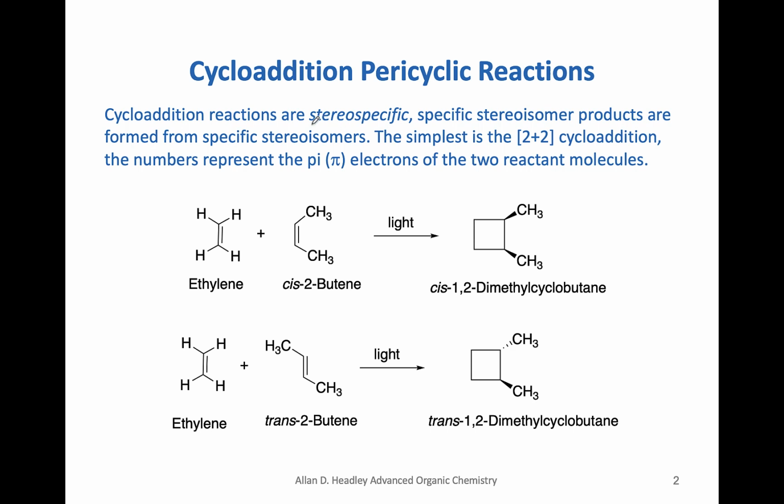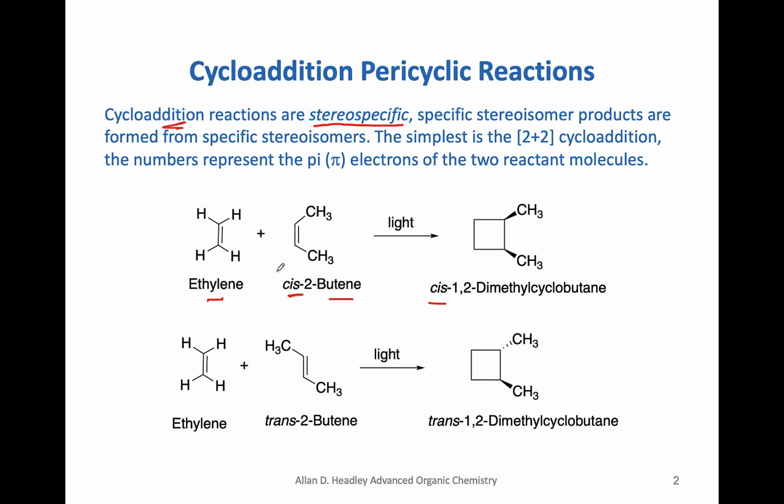They are stereospecific. Notice the term stereospecific, in that a specific product is produced from a specific reactant. So let's look at this. We have here ethylene reacting with cis butene. Notice the stereochemistry of the reactant, to give a specific stereochemistry for the product, and this is cis-1,2-dimethyl cyclobutane.